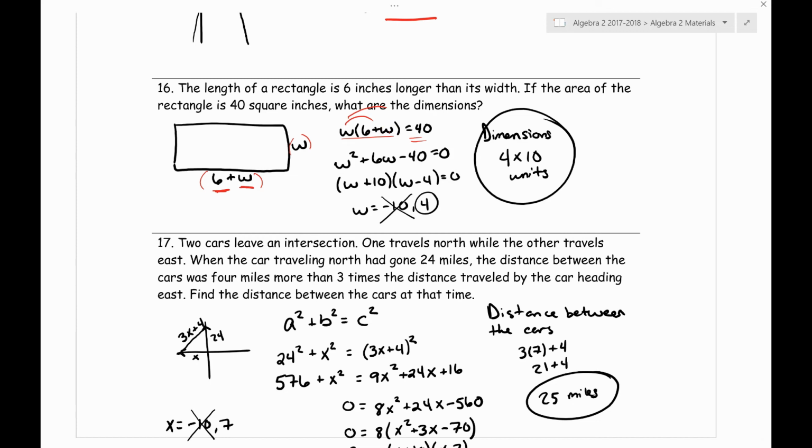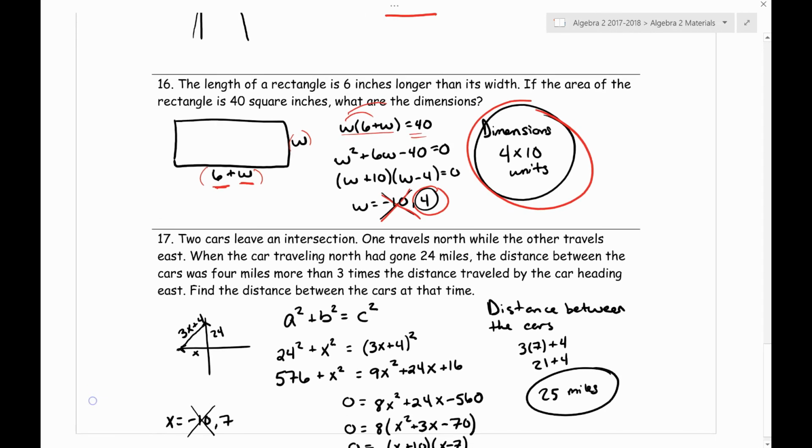When I distribute, I can then set this quadratic equal to 0, factor it, and take out any extraneous solutions. If the width is a value of -10, think about it. What length is a negative number? We're going to exclude this value because length cannot be negative. So the only width that makes sense is going to be this 4. So if I substitute it back in, the width is 4. The length is 6 plus that width of 4. So 6 plus 4 is 10. So the dimensions are going to be 4 by 10 units. In this case, the units are going to be inches.